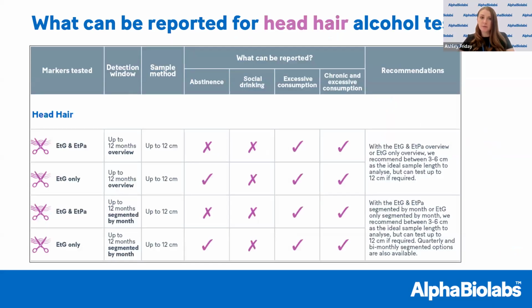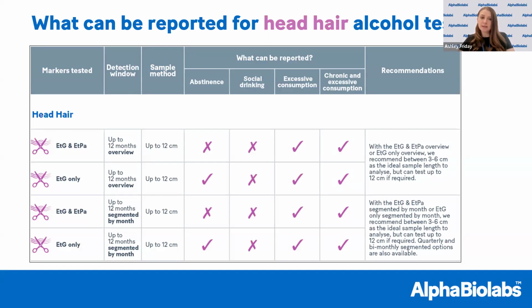And this summarises them in a table. It makes it easier to understand. So for head hair testing, again, 1 centimetre per month. So the maximum amount of time we can look back is up to 12 months. So we'd need 12 centimetres of head hair to be able to do this. And you can opt for either an overview, which is as we spoke about earlier, or segmented month by month for this type of testing.